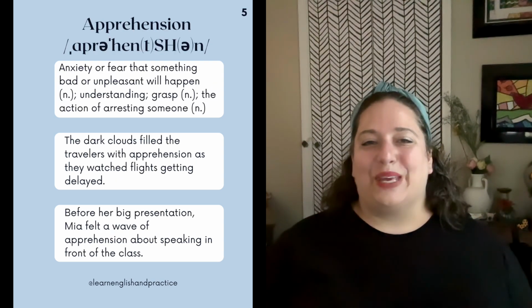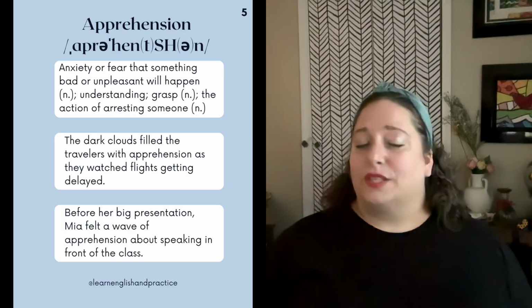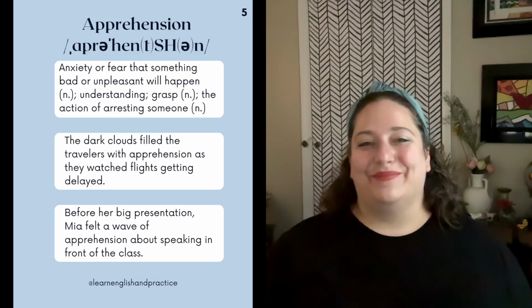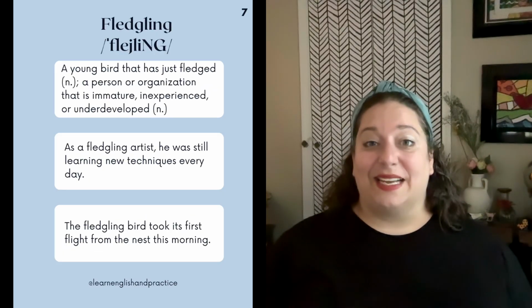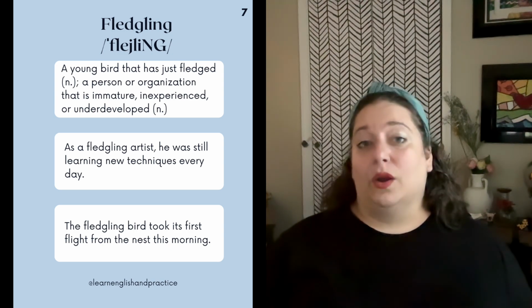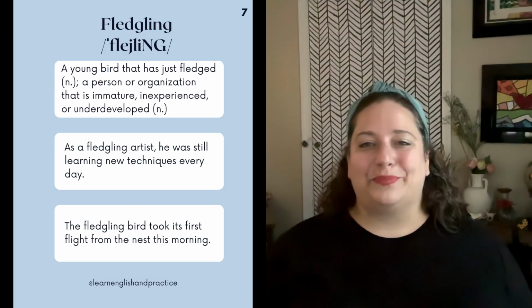Apprehension is anxiety or fear, or also it can mean the action of arresting someone. Lionize is to give public attention or approval, treat as a celebrity. Fledgling can refer to a young bird or a person or organization that is just getting started and is underdeveloped.